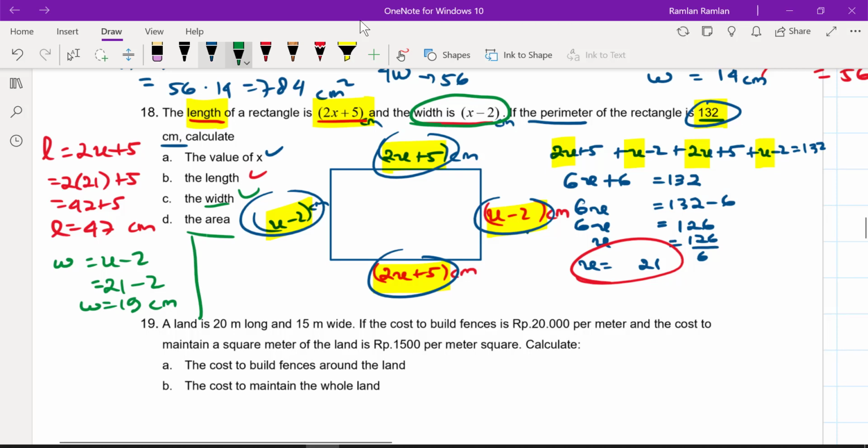It's pretty easy, guys, because we know the length and the width, so that'll be just L times W. And since we know that the length is 47 and the width is 19, just multiply those two numbers, 47 times 19, and you'll get 893. And don't forget, that will be in centimeters squared.